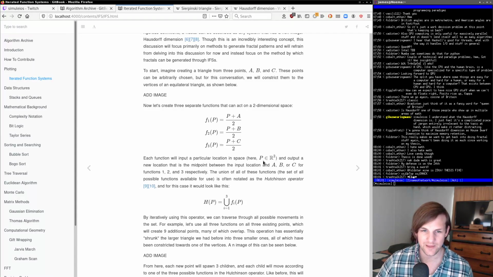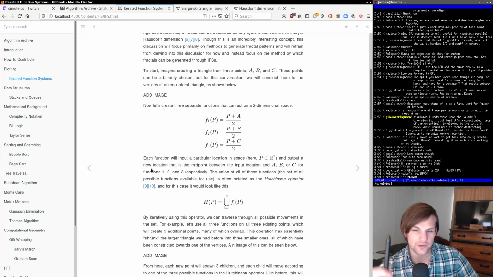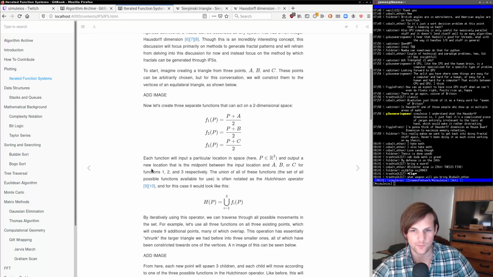Wait, let me reread that. Each function will input a particular location in space. Here, P is within R squared. And output a new location that is the midpoint between the input location and A, B, and C. Okay, that makes sense.